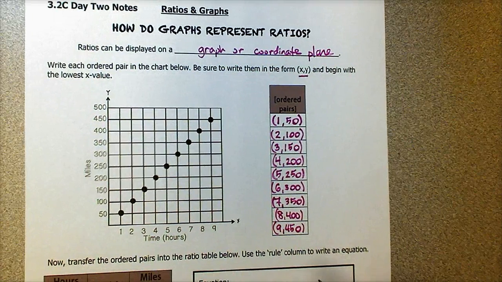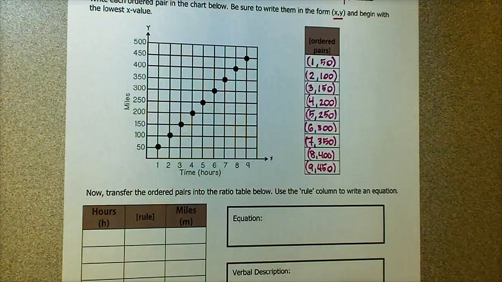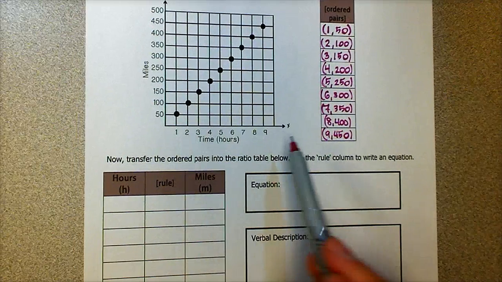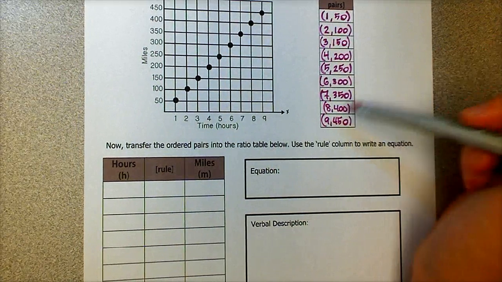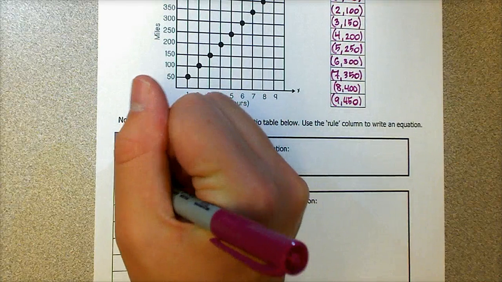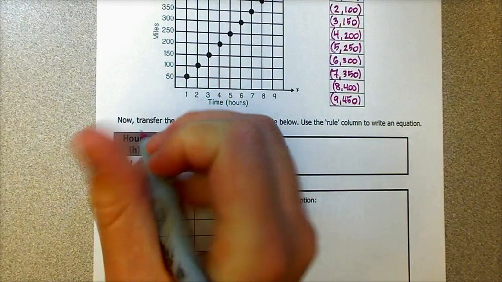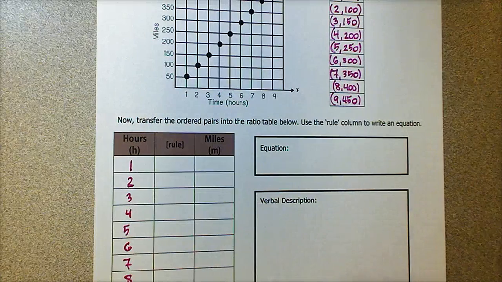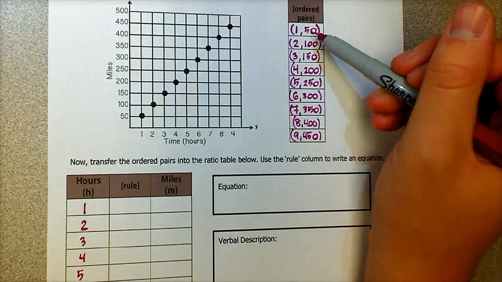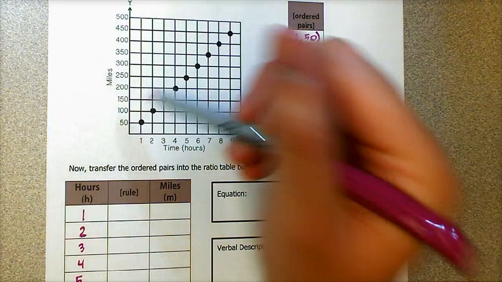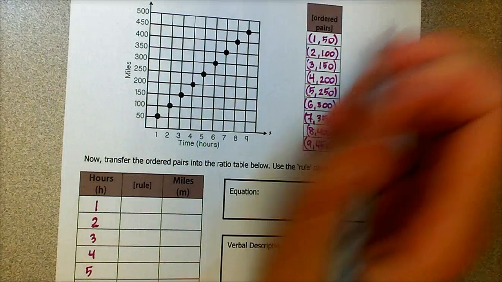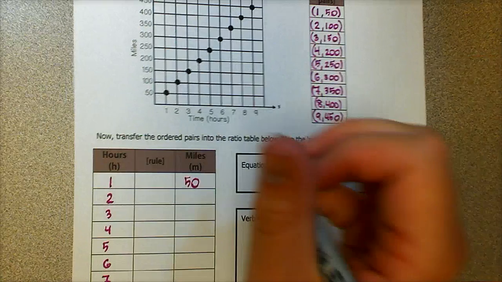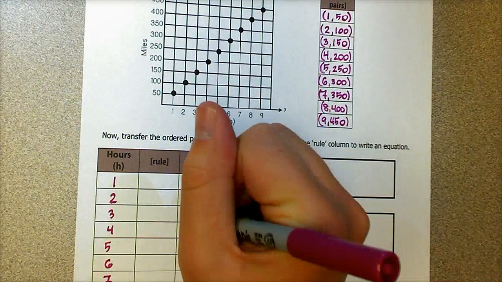Now we're going to transfer these ordered pairs into this ratio table below. Again, the x coordinate, the first number in each ordered pair, represents the number of hours. So we go from 1 hour to 9 hours, and this column here is going to be 1 through 9. And then the next column is the number of miles, which is represented by the y-coordinate since it's on the y-axis of this graph. So we start at 50, and then we go up through 450, increasing by 50 each time. So 100, 150, etc.